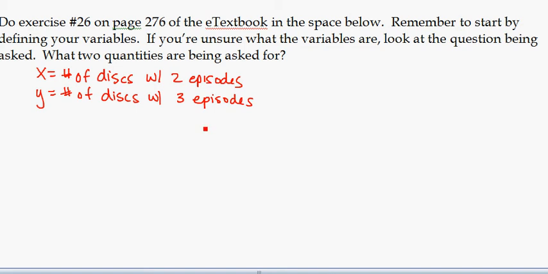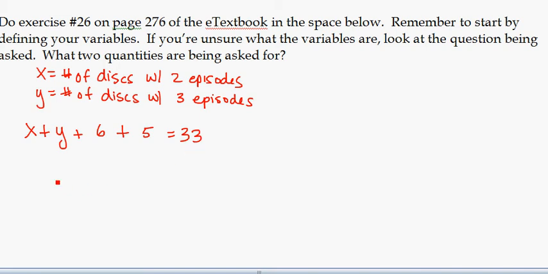So we know there's a total of 33 discs. So if we take X plus Y plus the number of discs that have 4 episodes each, so that was 6, plus the soundtrack discs, that was 5 of them, altogether that should be 33 discs. Okay, so that's one of our equations.